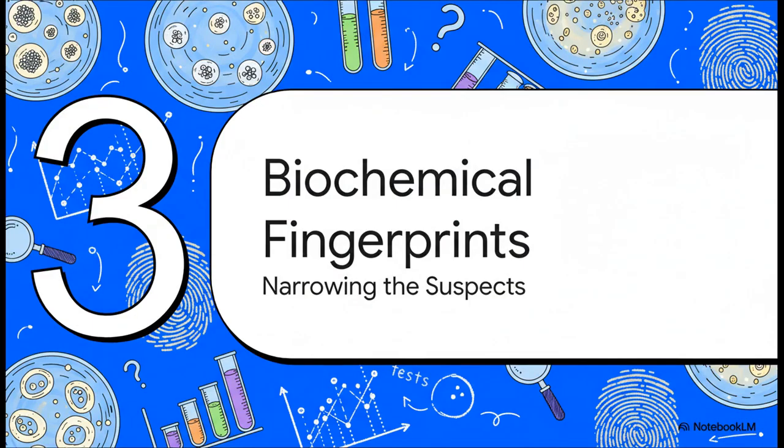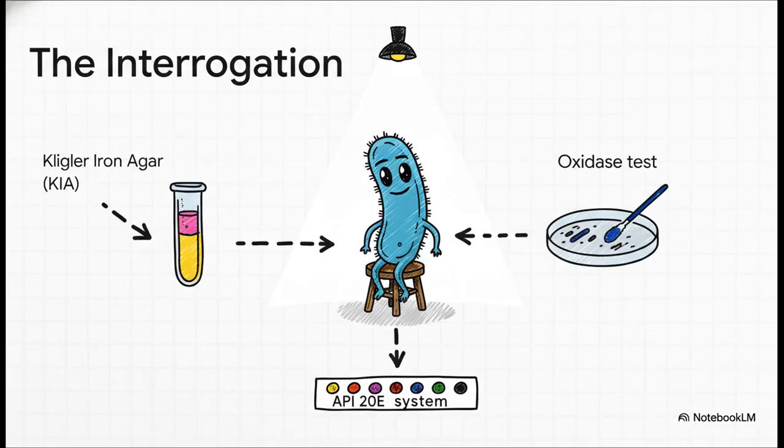Okay, so let's say after days or even weeks, we finally have colonies growing on the plate. The next step in the classic algorithm is the interrogation. We run a whole series of tests to build a biochemical fingerprint of our culprit. So this involves challenging the bacteria with a bunch of different chemicals to see how they react. For example, the oxidase test checks for a specific enzyme. The Kligler iron agar test, or KIA, shows if the bacteria can ferment certain sugars.